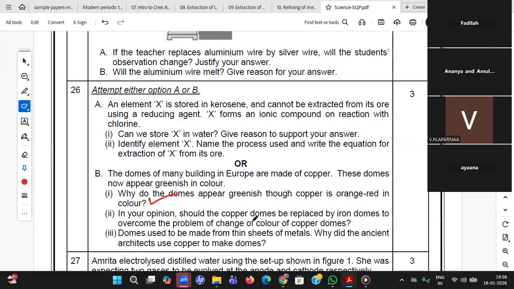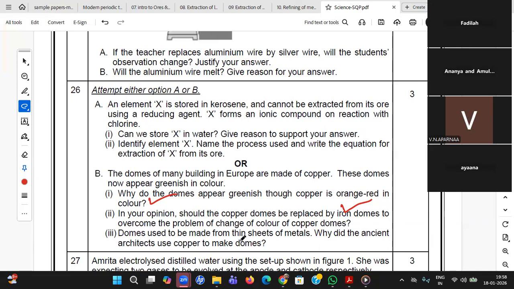In your opinion, should the copper domes be replaced by iron domes to overcome the problem of change of color? No. Iron is more prone to corrosion. Iron will corrode quickly. Very good, Tari. Harshini, very good. Ponnappa, very good. Shrugal, corrosion of copper, fine. Iron corrodes faster. Very good.